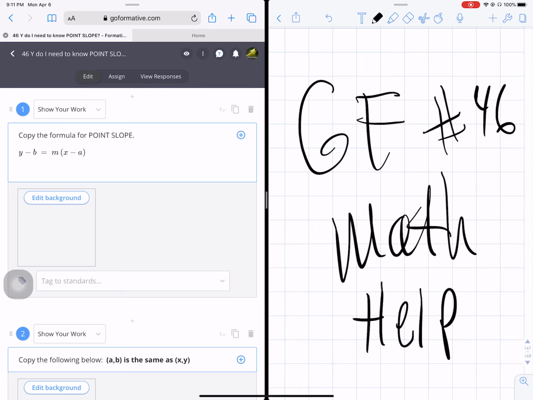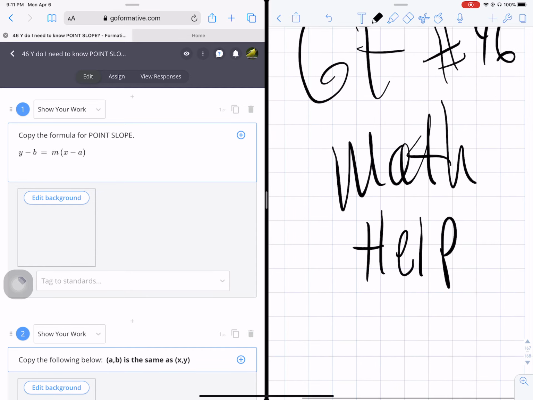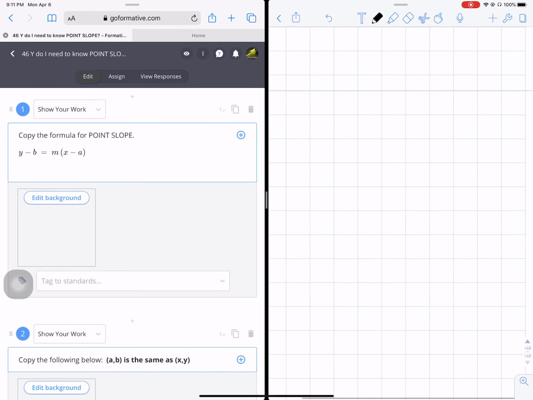This lesson is about point slope form. Point slope form. This is an AGS 1 lesson. So if you're listening to this and you're going to take AGS 1 next year as an 8th grader, they do a lot of point slope form. And I'm just going to write that here. Point slope.